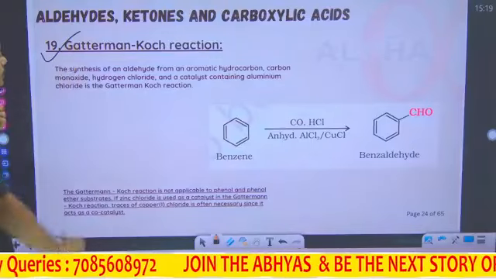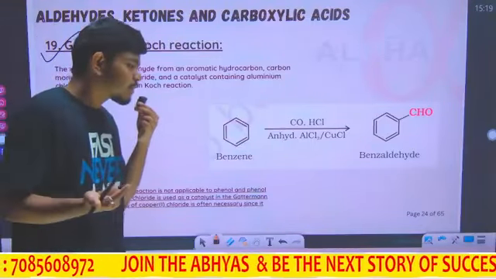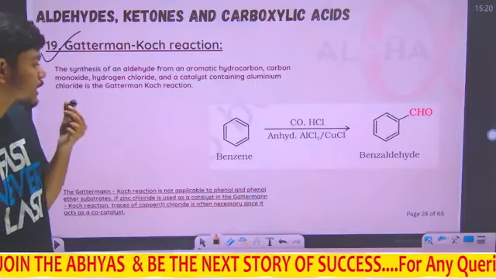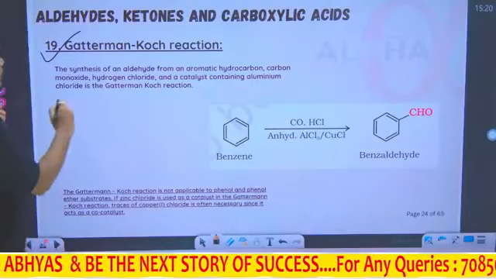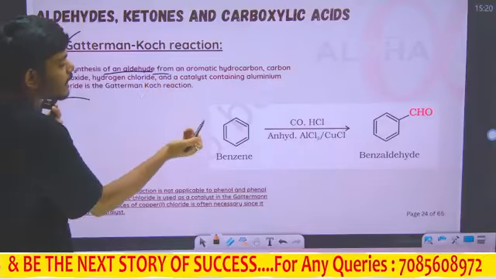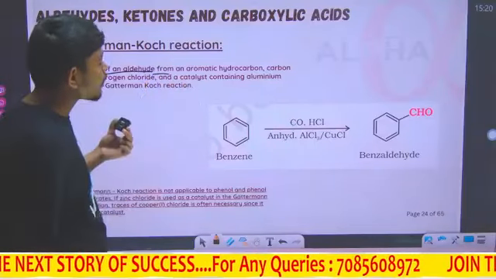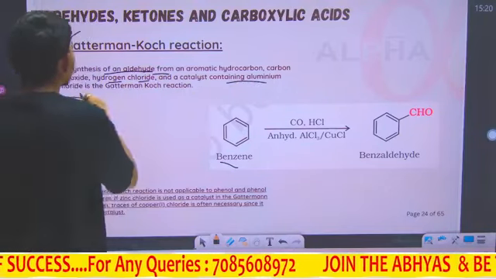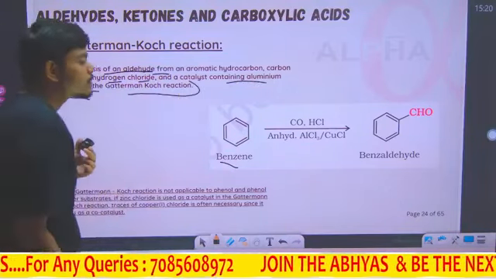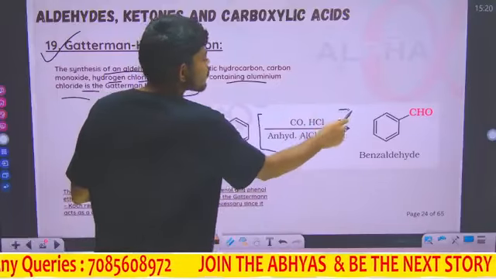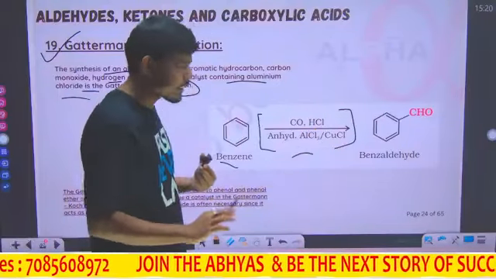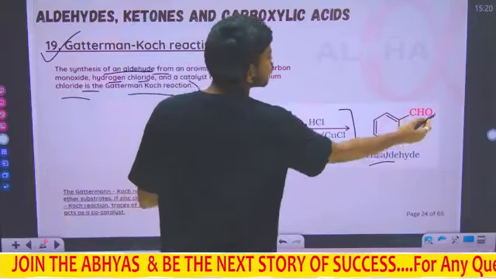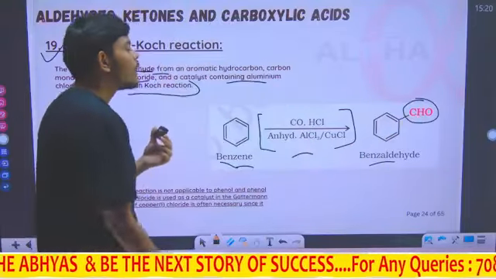Next, Gattermann-Koch reaction. There are two reactions mainly, one is Gattermann, the normal Gattermann aldehyde synthesis, and one is Gattermann-Koch reaction. What is the difference? Let's see. It is the synthesis of an aldehyde from an aromatic hydrocarbon. The aromatic ring is present. Carbon monoxide, hydrogen chloride, and a catalyst containing aluminum chloride is Gattermann-Koch reaction. This reagent is Gattermann-Koch. That's it. You just convert normal benzene to your benzaldehyde. The CHO group is introduced.